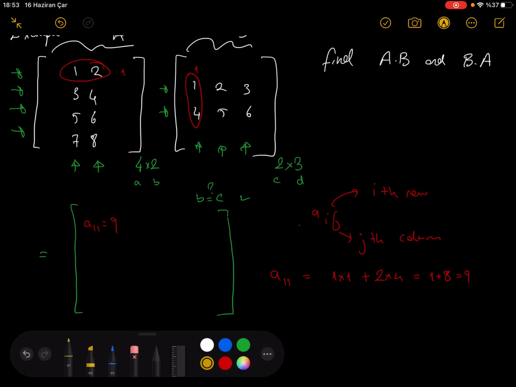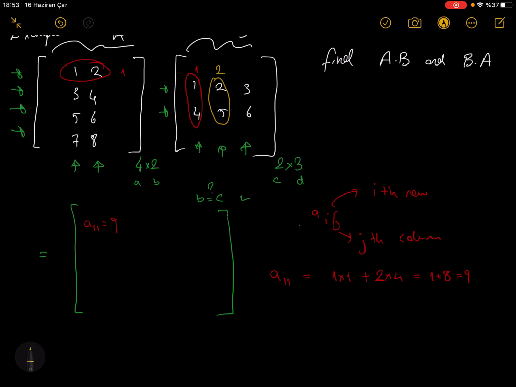And I am doing the first row and the second column, right? Let's choose another color. This is the second. What corresponds to A12? The first row and the second column. And I am checking its corresponding position in our resulting matrix. This is the first row and this is the second column. That's all correct. Let's calculate A12.